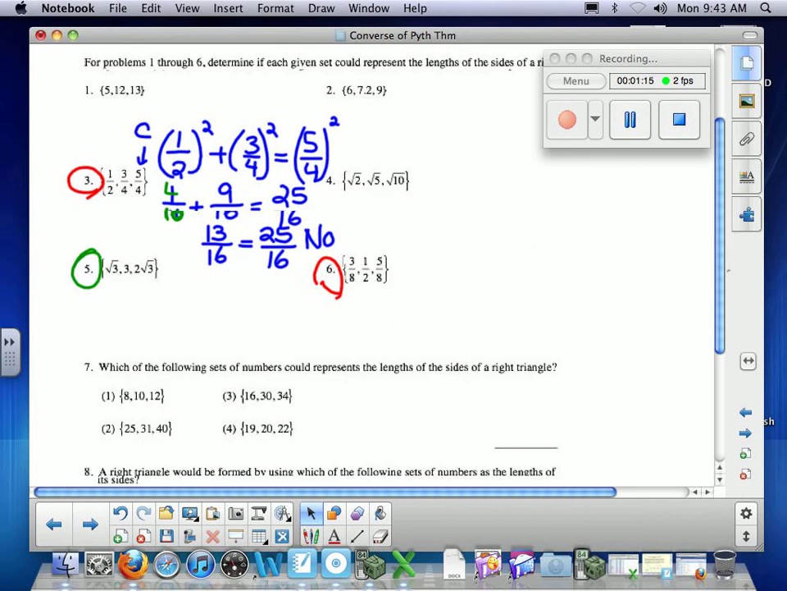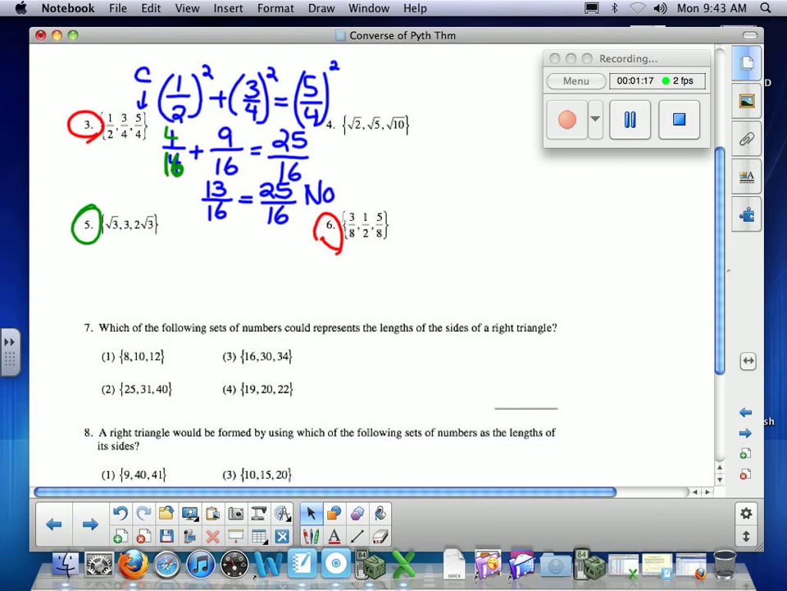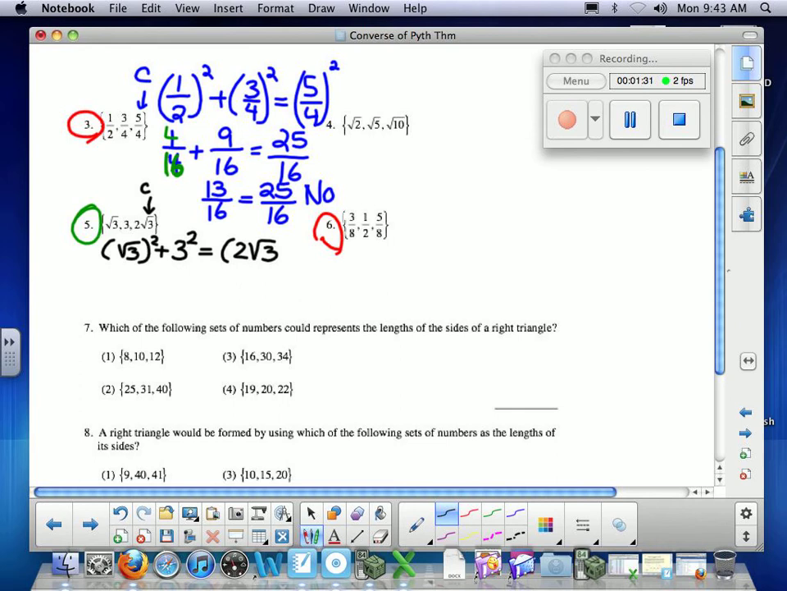Don't be afraid of fractions though, they're really not bad. I promise. Number 5. I would have gone to my handy dandy calculator and figured out that this is my C value because it is the largest. We looked at a couple of these in our notes on Friday. Our calculators will be very helpful. Just remember the parentheses that you need.